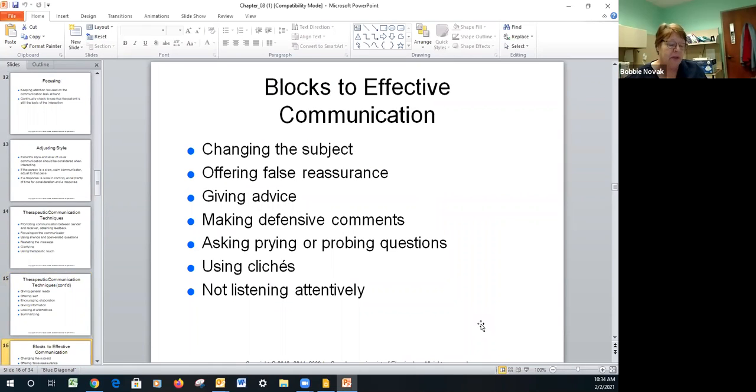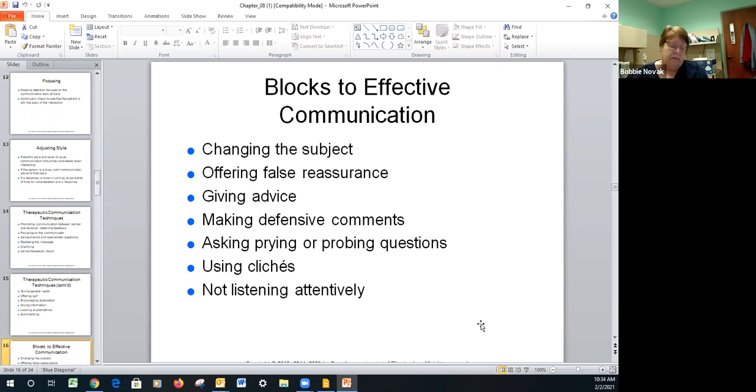Blocks to effective communication. These are much easier to come up with than the therapeutic things, right? Those are on page 109. All right. Changing the subject. Your patient says, I'm really worried about this test today. And you totally ignore that and say, what do you want for breakfast? Okay. You're not addressing the need right there. Giving false reassurance. Oh, it'll be fine. Don't worry about it. No, that's not helpful.